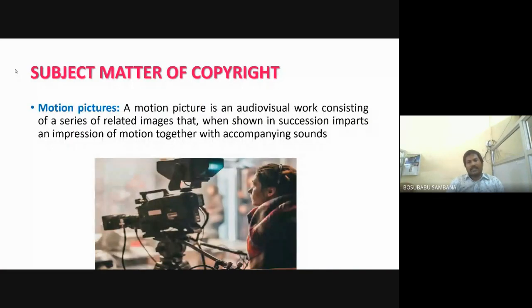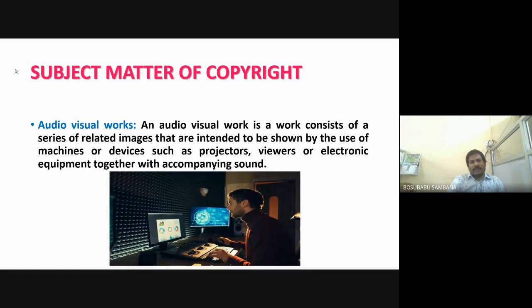Okay. Next, subject matter of copyright: motion pictures. Motion pictures are audio visual works consisting of a series of related images that, when shown in succession, impart an impression of motion. Movies come under it completely: movie, audio recording, video recording, everything comes under the Copyright Act. And audio visual works, like your voice also: if you want to create copyright based on your voice, that comes under the Copyright Act.